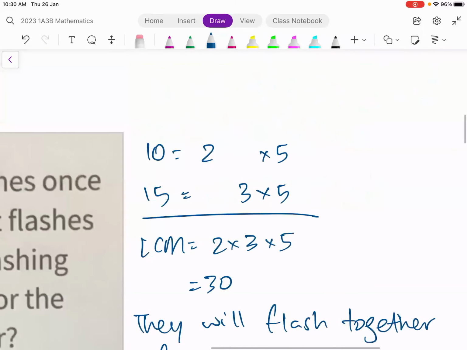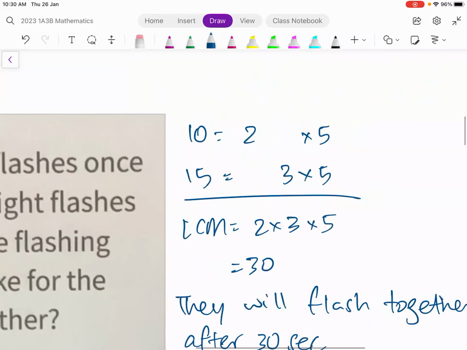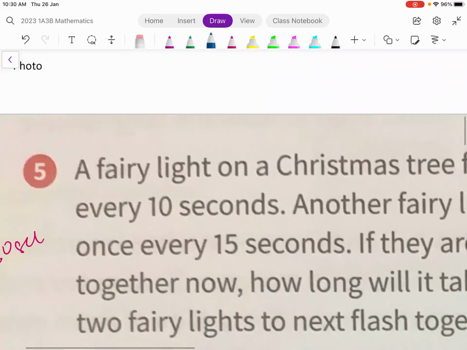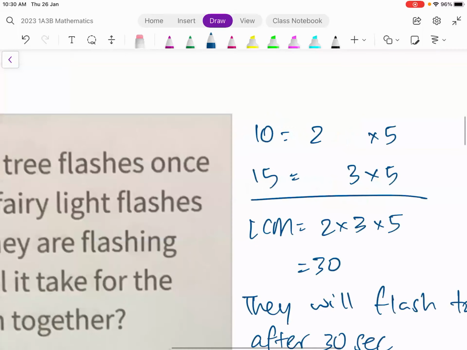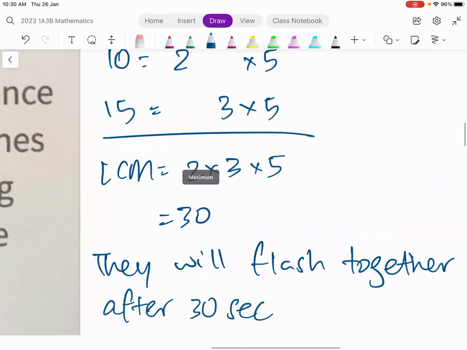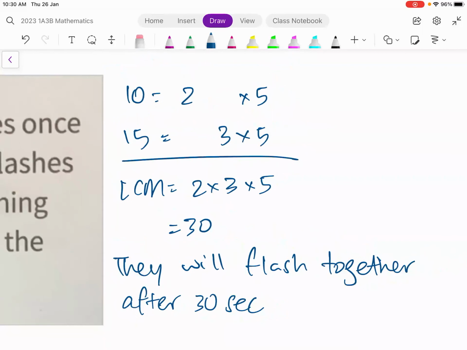The next one. This is question 5. So we have 2 lights. One flashes every 10, one flashes every 15 seconds. When will they flash together again? We're looking for LCM. So they will flash after 30 seconds. So we also encountered a similar question in our notes yesterday. I want to see you mark as well.